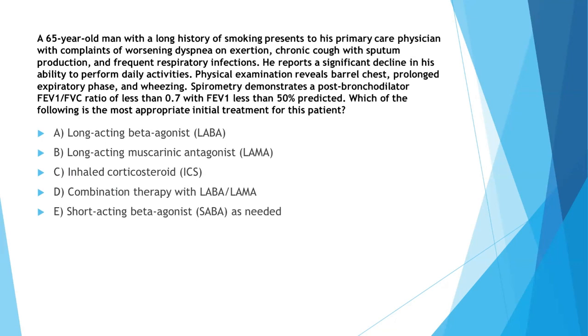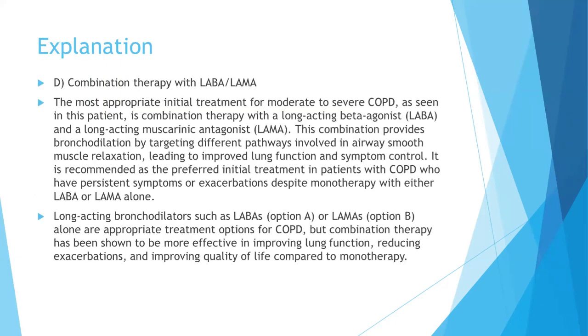LABA, LAMA, ICS, LABA or LAMA, or SABA? So combination therapy with LABA and LAMA. The most appropriate initial treatment for moderate to severe COPD, as seen in this patient, is combination therapy with a long-acting beta agonist and a long-acting muscarinic antagonist. This combination provides bronchodilation by targeting different pathways involved in airway smooth muscle relaxation.